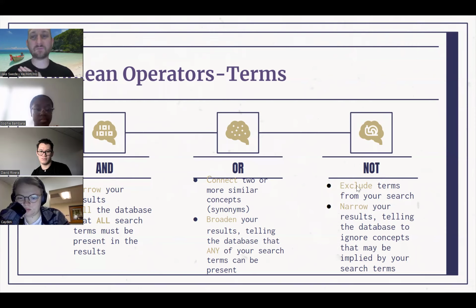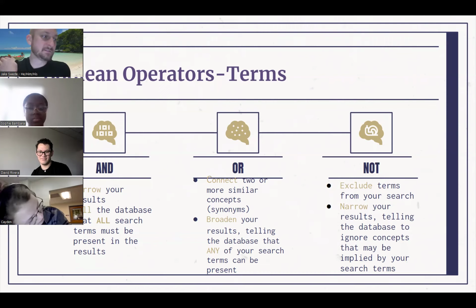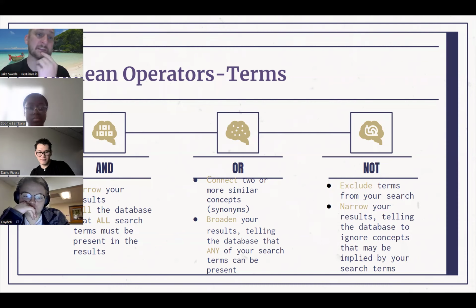This is the most important one, NOT. So you can type in NOT, or you can use the negative, the minus search term. Sometimes there are search terms that include a bunch of stuff that you don't want. Sometimes it will be people's names, or specific events or areas.